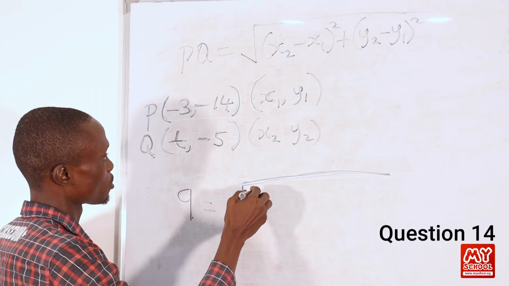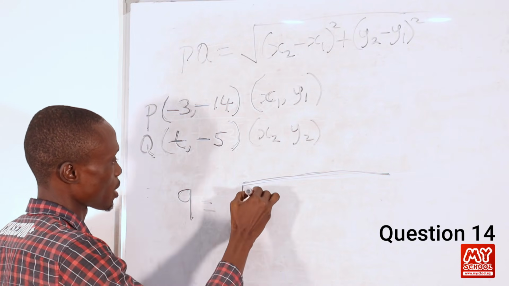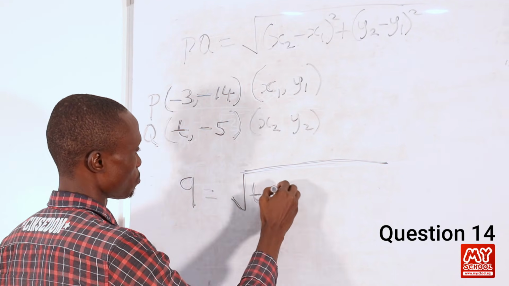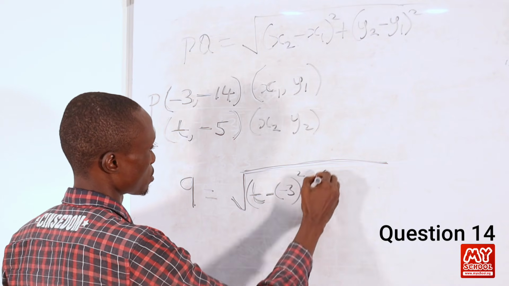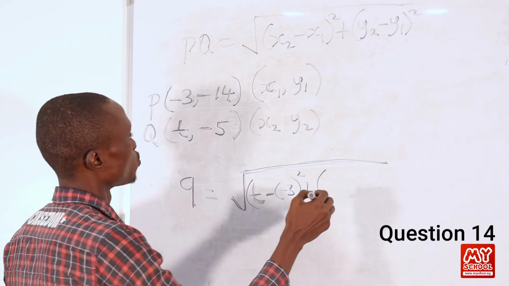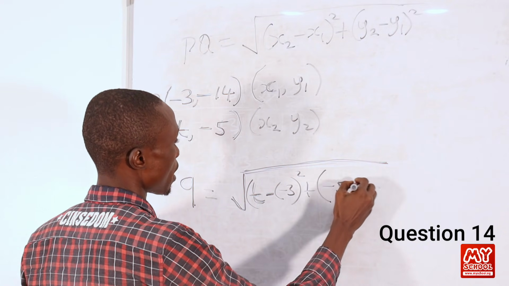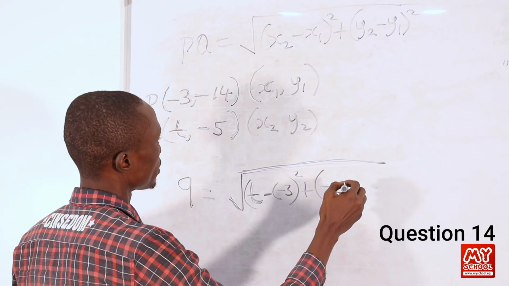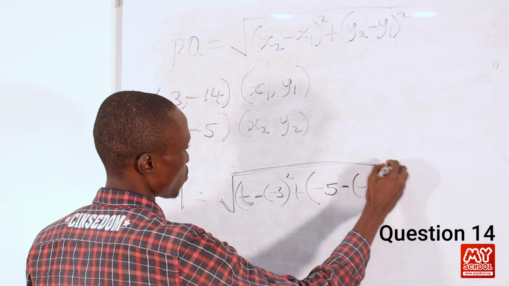Then root, bring in our values. X2 is equal to T, so we write T here, minus 3, squared. Then plus Y2, our Y2 is minus 5, then minus our Y1, which is minus 14, all squared.